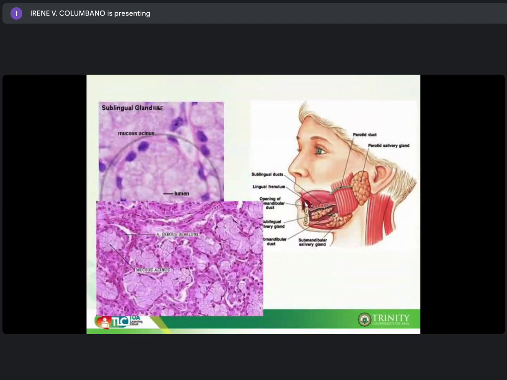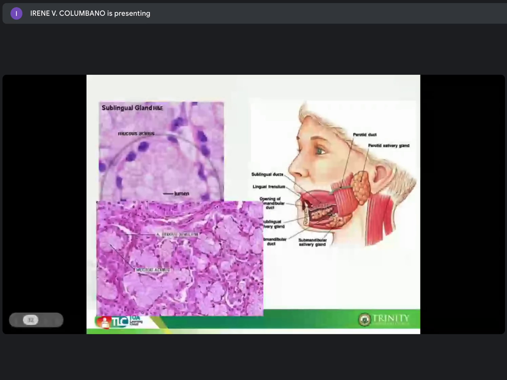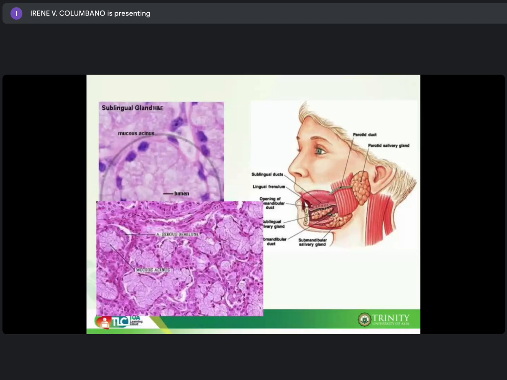Okay, next is the salivary glands. Meron tayong parotid duct. We have your salivary gland. Kita natin, nandito siya? Near sa lobe ng ears. Okay? So this is the parotid salivary gland. We have the submandibular salivary gland and the sublingual located behind.